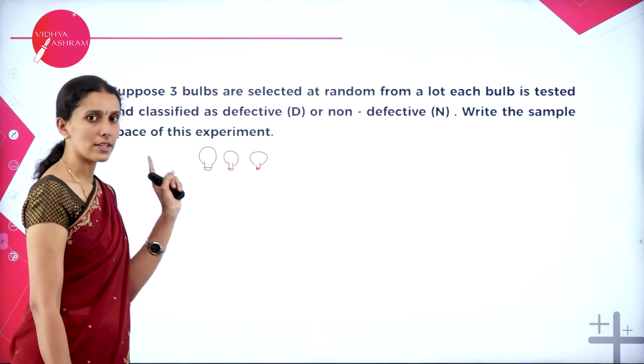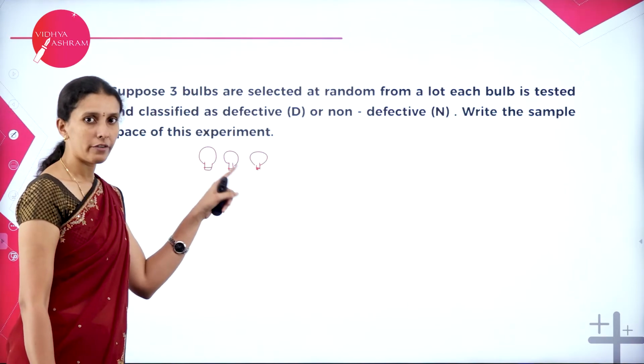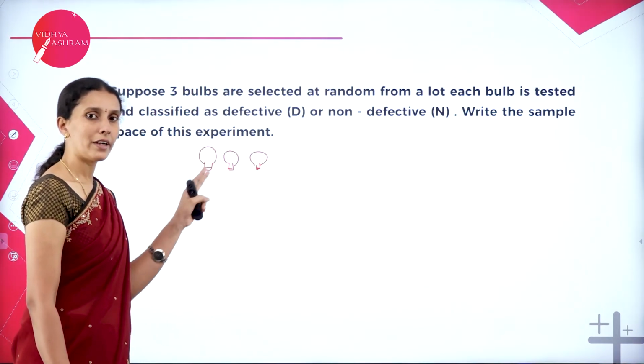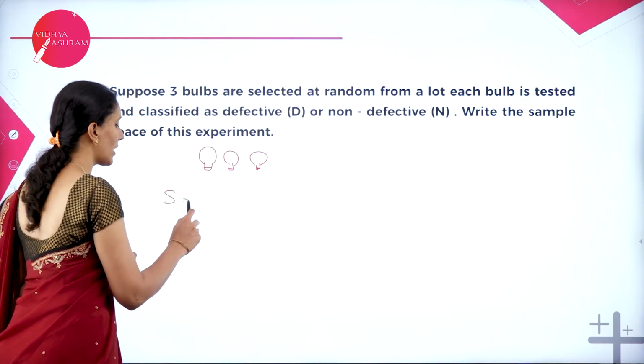So what are the chances? All 3 might be non-defective, or all 3 are defective. First 2 defective, the last one non-defective. First 2 non-defective, the last one defective. Like this, let us see what sample space we can write.